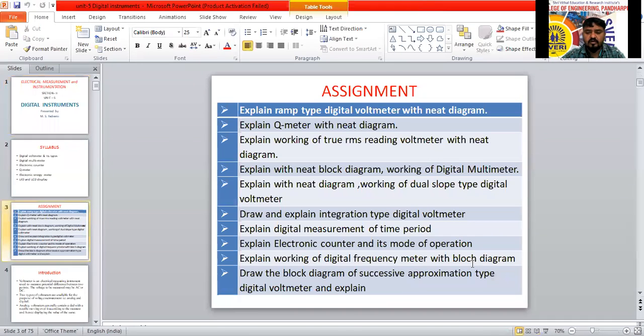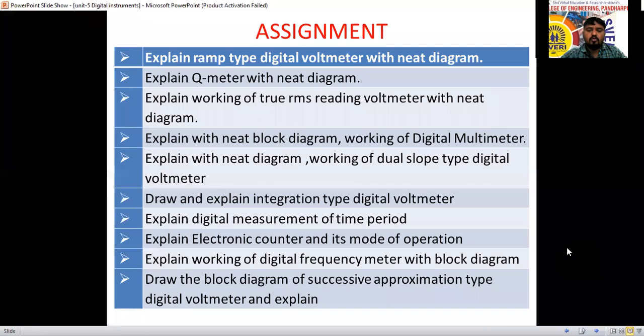With block diagram. So with neat block diagram, you have to explain the digital frequency meter.